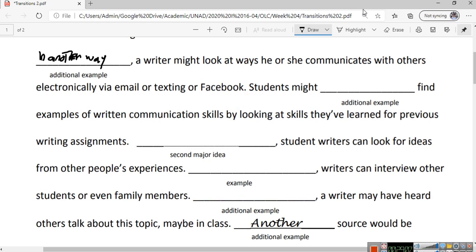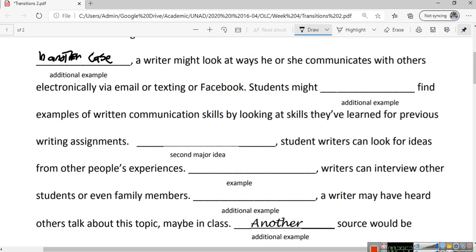The principal idea for a writer might look at ways. No, but this is very good. Try to stay like in another way, but maybe change the word way for another one. Hand. For example, case. In another case. Another case. That's better, because that largely depends on the context of our sentence. So, in another case, I'll look at ways he or she communicates with others electronically via email or texting, Facebook. That's good. Thank you, Freddy.